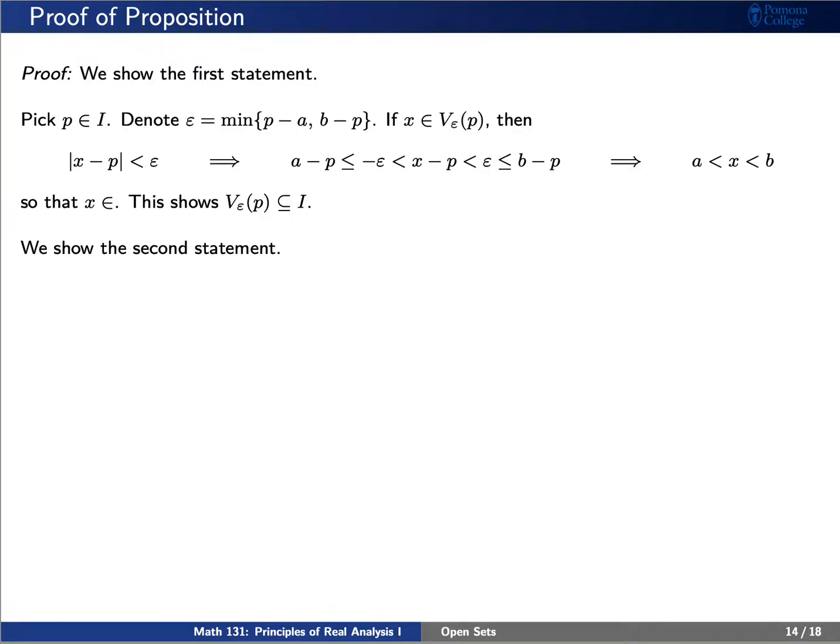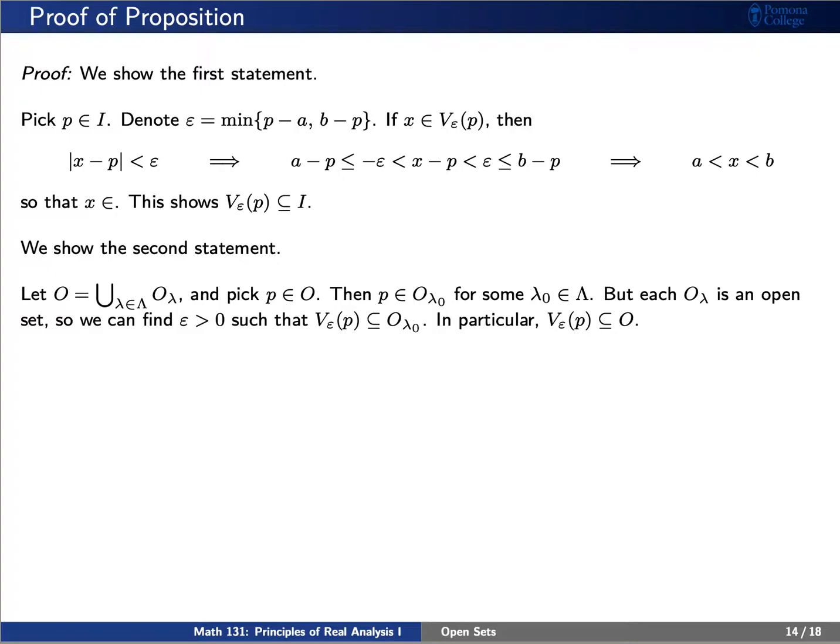Let's now show the second statement. Let's say that we have the union over all open sets O sub lambda in our family. Let's pick a point P in this union. Well, then this means that our point P is in one of the open sets, let's say O sub lambda 0 for some lambda 0. But we know that each of these O sub lambdas is an open set, so in particular, for O sub lambda 0, we can find a positive epsilon so that V sub epsilon of P is contained in O sub lambda 0. But anything in O sub lambda 0 must be contained in the union, capital O, so in particular, V sub epsilon of P must be contained in capital O.